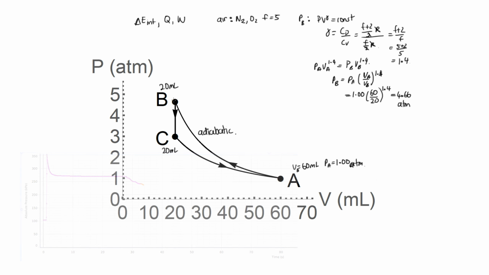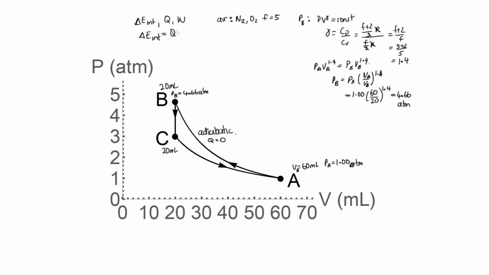Okay, so this pressure, PB, is equal to 4.66 atmospheres. So now we're going to use this to try and calculate what's going on along path A and B. It's adiabatic, so by definition we know that Q is equal to 0. So now what we want to do is calculate the change in internal energy and the work done. To do that, we can make use of our first law of thermodynamics.